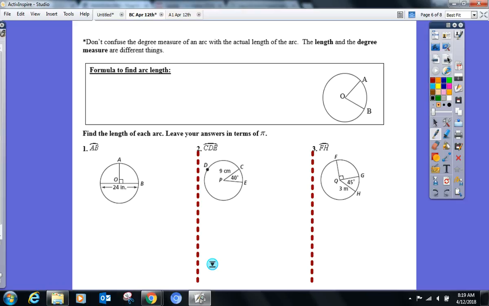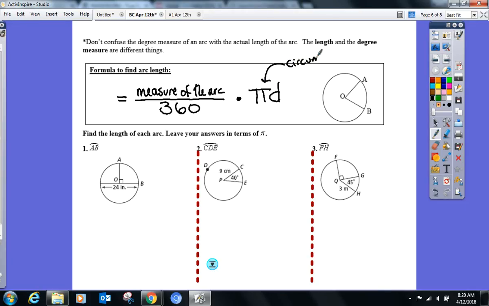Here's the formula, which is not given to you, unfortunately, so you're going to have to remember it on your own. The length of an arc is equal to the measure of the arc, and that's what we've been finding the first half of class, how many degrees are in the arc, out of 360, times, and this should look familiar from yesterday, the big concept, its circumference. That's how I'm going to find the length of the arc.